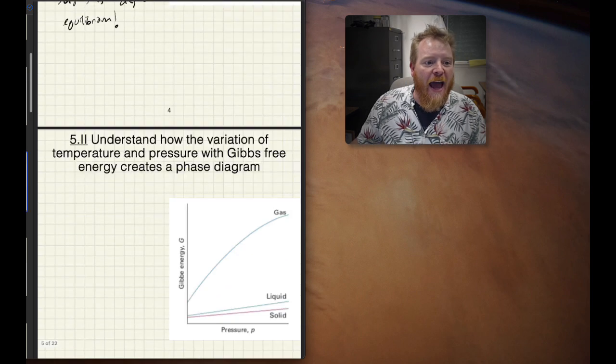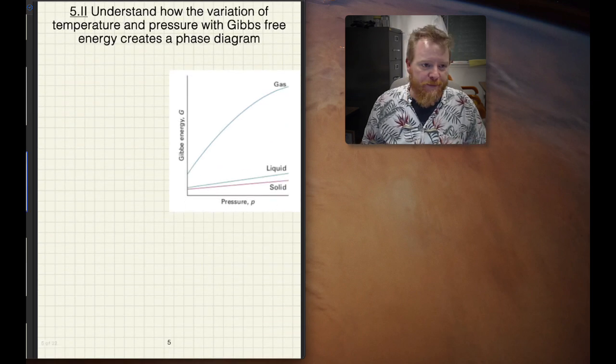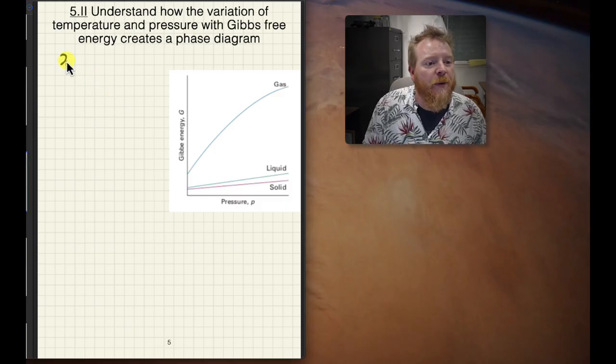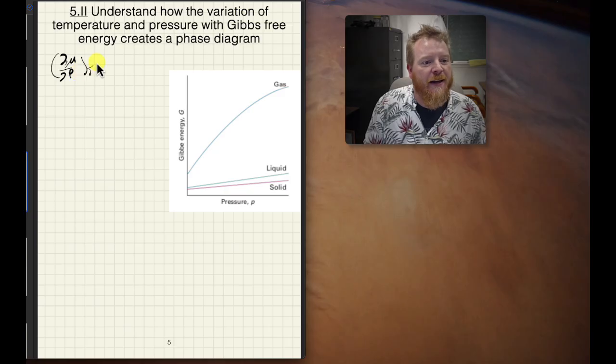Okay, so let's look at the other dimension, which is related to changes in pressure. So we can say the partial of mu with respect to the partial of P at constant T equals Vm.